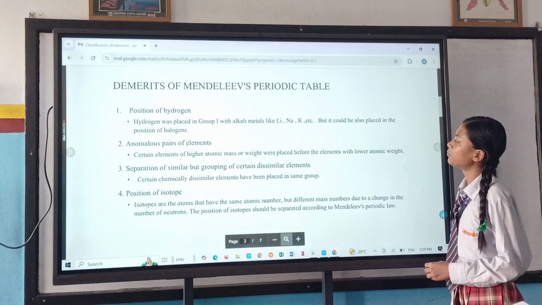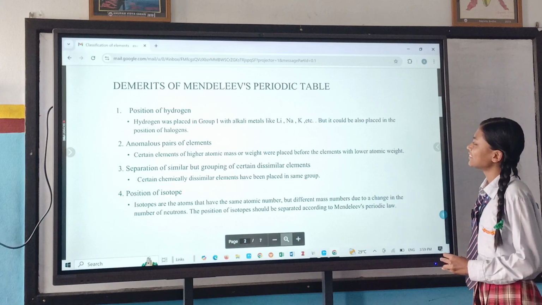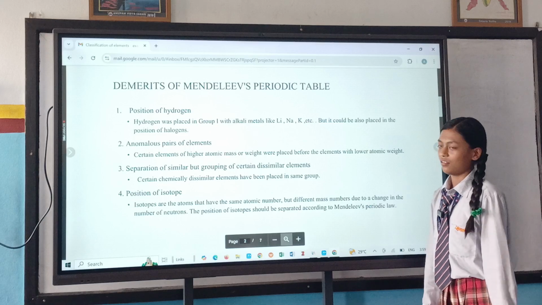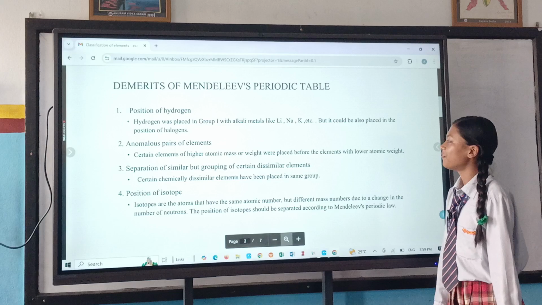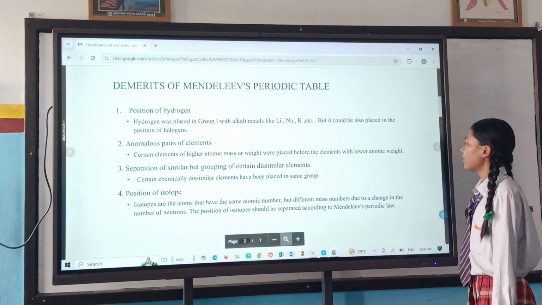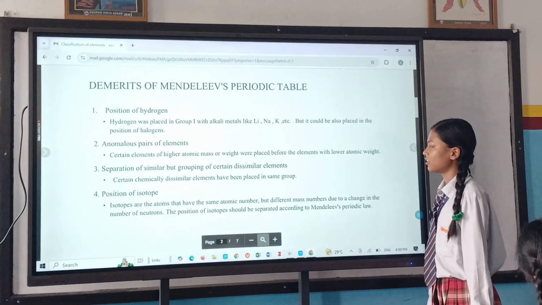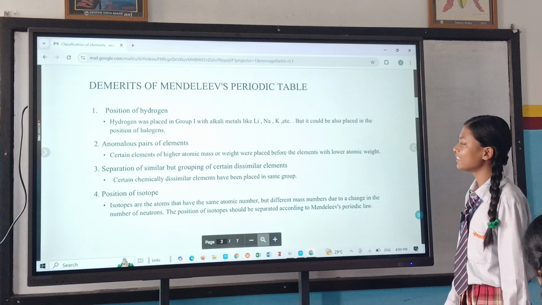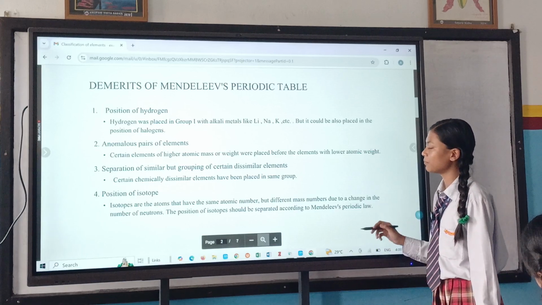Hydrogen was placed in group 1 with alkali metals like lithium, sodium, etc. But it could also be placed in the position of halogens. Anomalous pair of elements: certain elements of higher atomic mass or weight were placed before the elements with lower atomic weight. Separation of similar and grouping of certain dissimilar elements: certain chemically dissimilar elements have been placed in the same group.